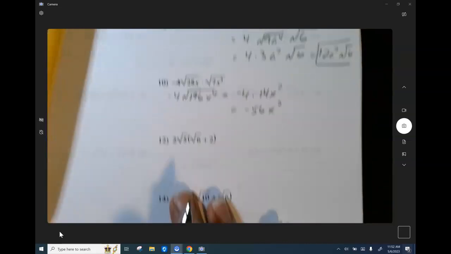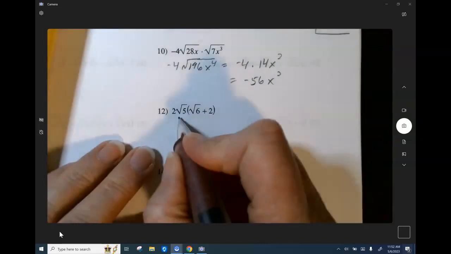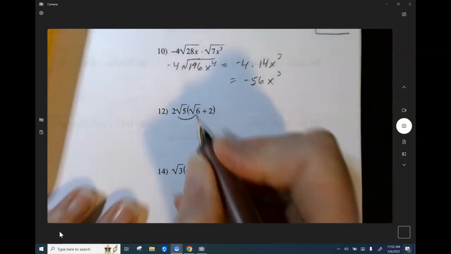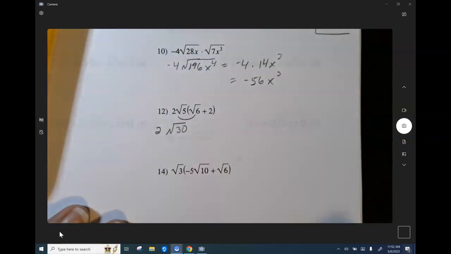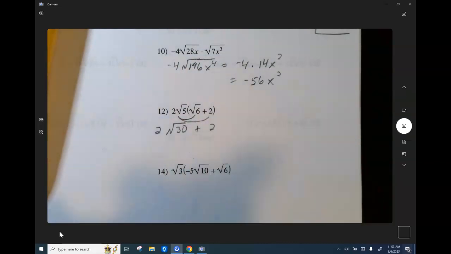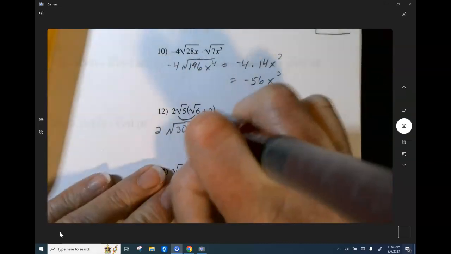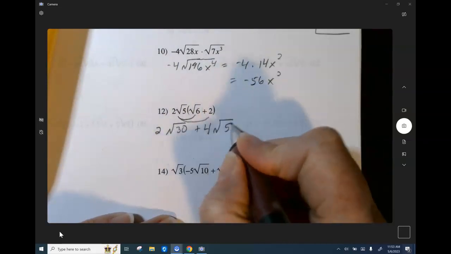Okay, we're going to do that same thing now, but now we're just going to distribute. So it just looks more fun, doesn't it? So I'm going to take 2 square root 5 times square root 6. That's going to give me 2 square root 30. Yes? Plus 2. Now 2 times 2 is 4. Wow, forgot my basics, didn't I? Times the square root of 5.